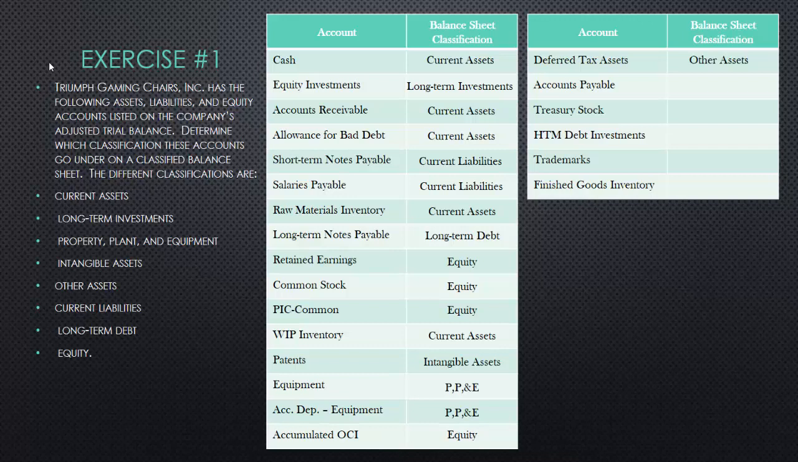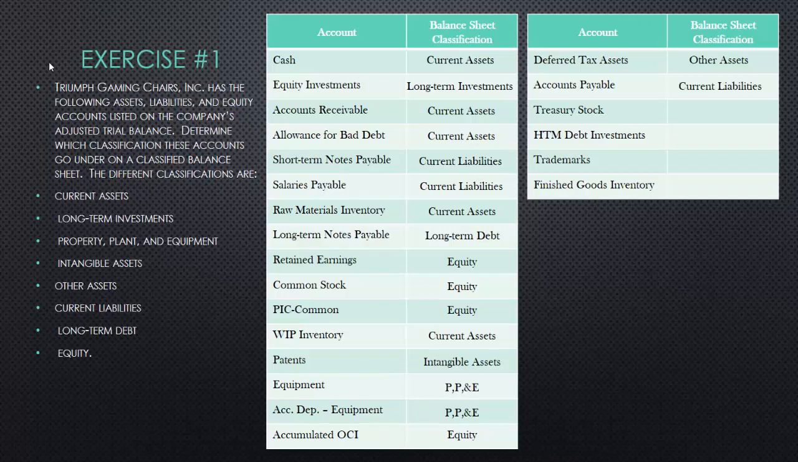Accounts payable is amounts that we owe to other parties that stem from our normal business operations, like buying stuff from our vendor, our raw materials inventory, for example. Well, I think we have to pay that off within the next year, so that's going to be a current liability.